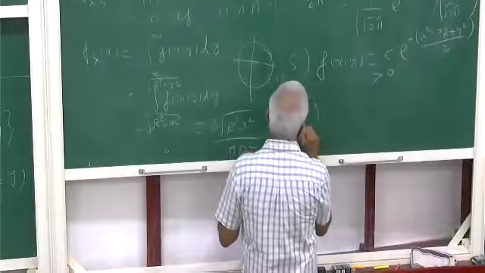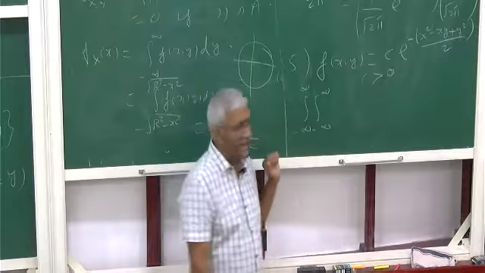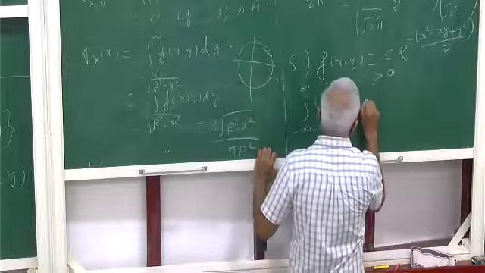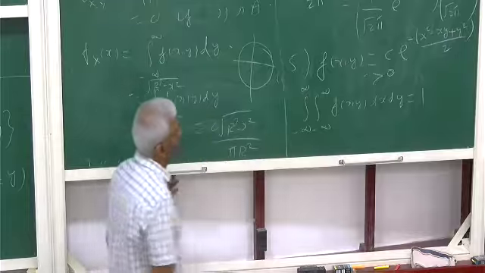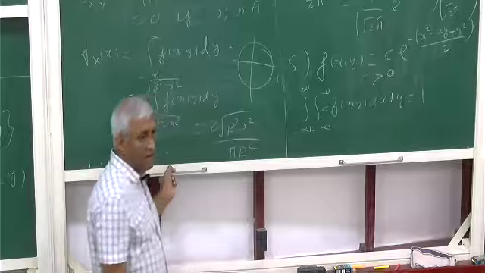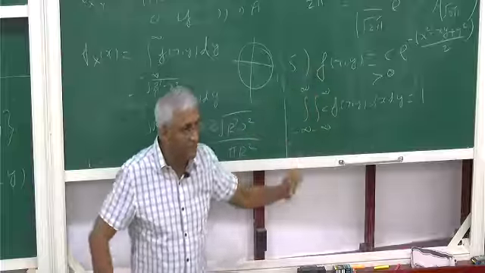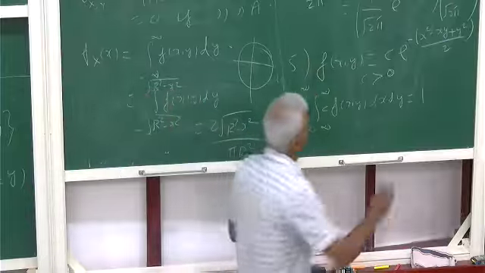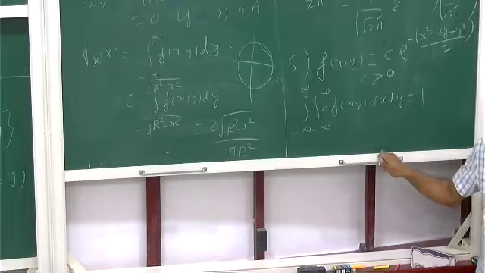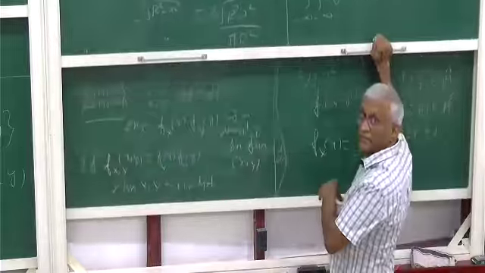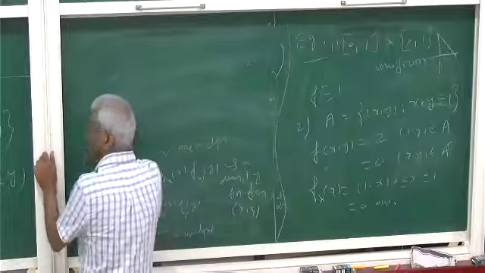That is, the integral from minus infinity to infinity. We want to find the C. For that, I'm using this fact: the integral of f of xy dx dy equals 1. You have to find the integral of this function, and then 1 divided by that integral is C.